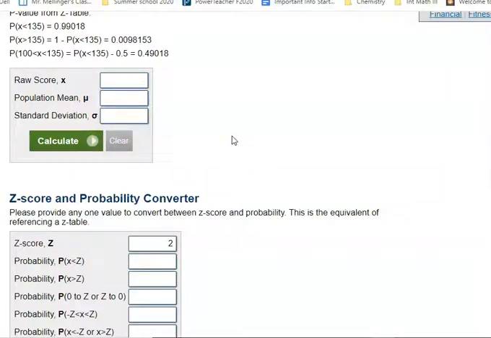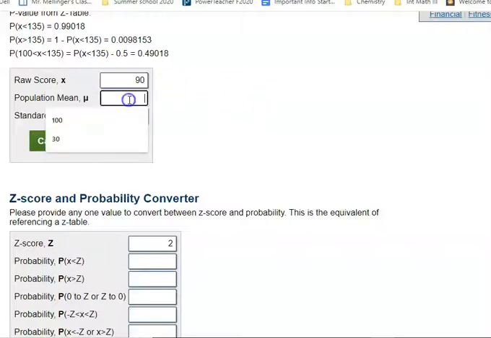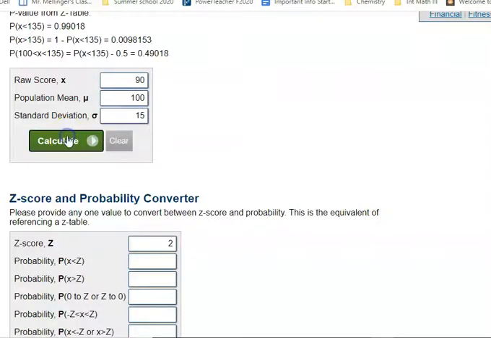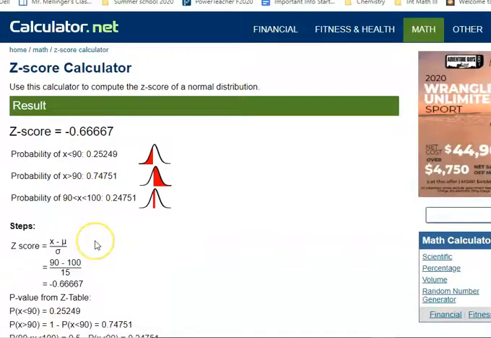So we're going to start with that. Okay, and the raw score, we're first going to start with 90. So we do 90. The mean is 100. And the standard deviation is 15. When I calculate that, it gives me a lot of numbers up here, but here's the three that are of most interest. And then what I really like about this particular online calculator is it shows you a graph and it shades in the area that it's talking about.